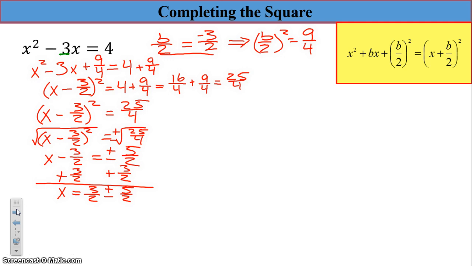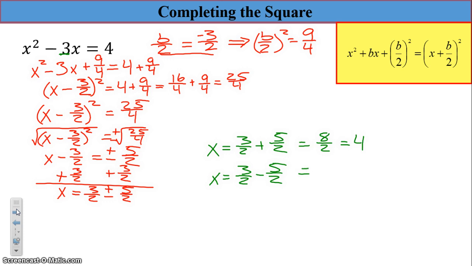So we can think of that as two separate equations for x. X equals 3 halves plus 5 halves, and x equals 3 halves minus 5 halves. So for our top one, that'll give us 8 halves, which is equal to 4. For the bottom one, that'll give us negative 2 halves, which is equal to negative 1. So our final answer is written as x equals 4 or negative 1.